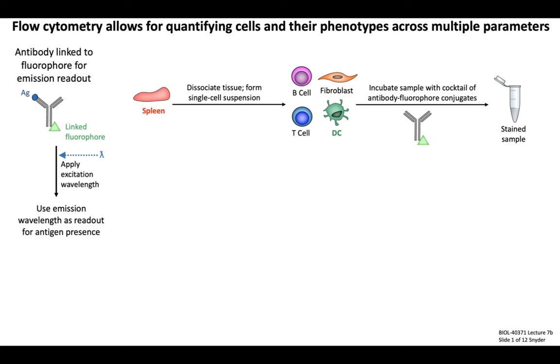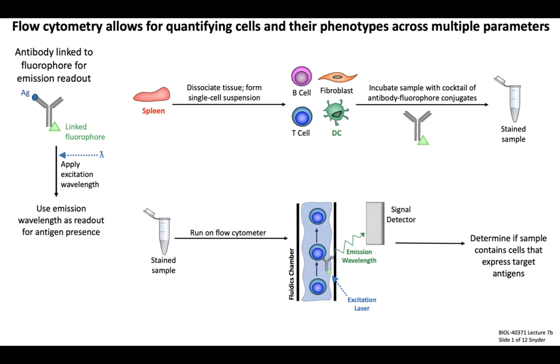You take your single cell suspension and incubate it with fluorophore conjugated antibodies to generate a stained sample. The stained sample is then run on a machine called a flow cytometer, which has a fluidics chamber that pulls cells through the cytometer one by one. As each individual cell passes through certain points, they are hit with a laser beam that has the excitation wavelength of a given fluorophore, and in turn, there's also a signal detector that picks up the emission wavelength for that corresponding fluorophore. Therefore, the presence or absence of a given emission wavelength can be used to determine whether that individual cell expresses that target antigen.